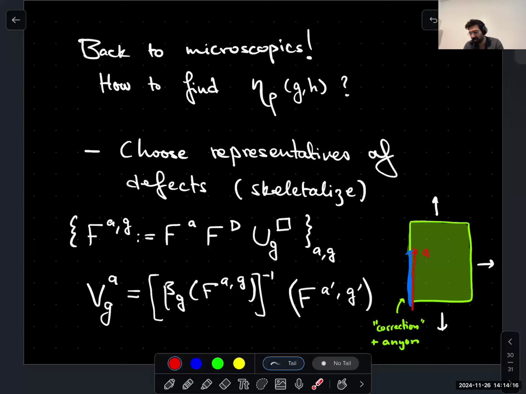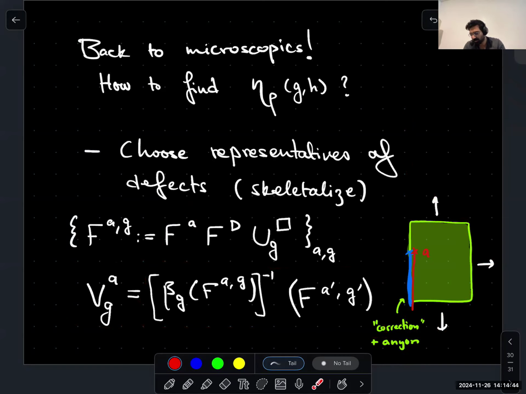And now you send all of it to infinity. So the box nature of it disappears. You literally just have some green line over here, which is the domain wall, and then you have a blue and red line stretching off to infinity over here, which is the correction and the anyon. Okay, well, you calculate your isomorphism by literally doing this.